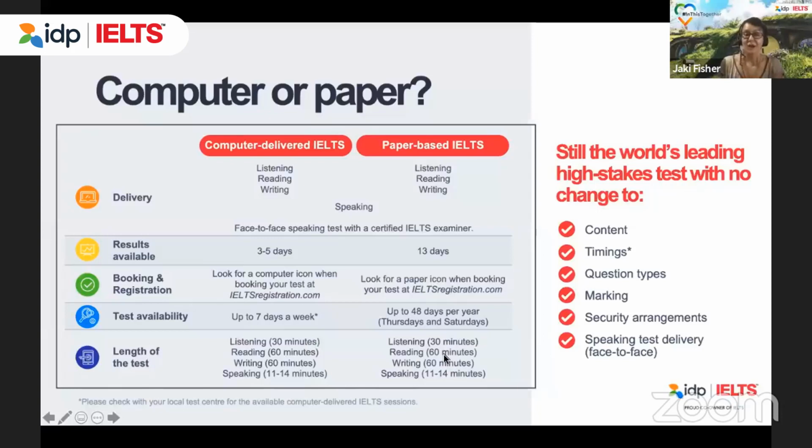Okay, so people often ask me, so there's a question here, can your answer be written in capital letters? Yes, of course. It's just like a normal keyboard, so you can put caps lock on if you want to. That's fine. For computer delivered, yes, the speaking test is still with an examiner. The speaking test is separate. It's either before or after the other 3 tests.